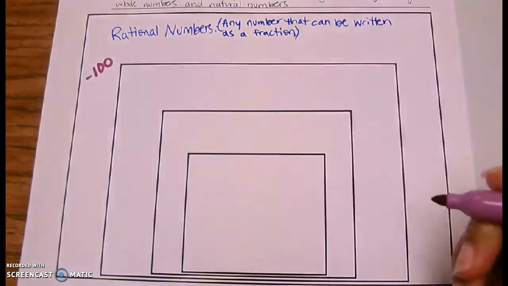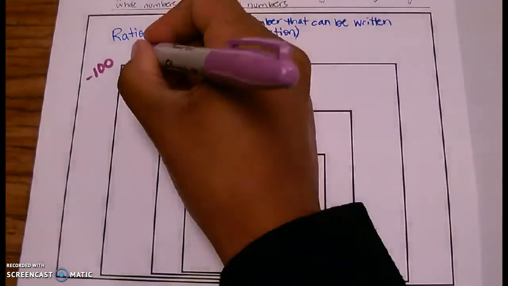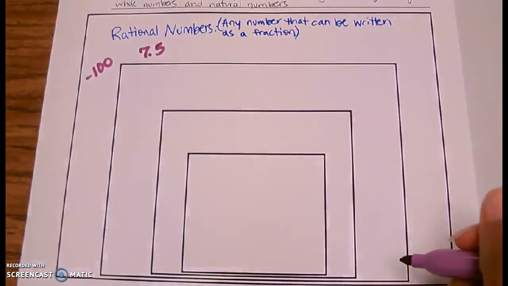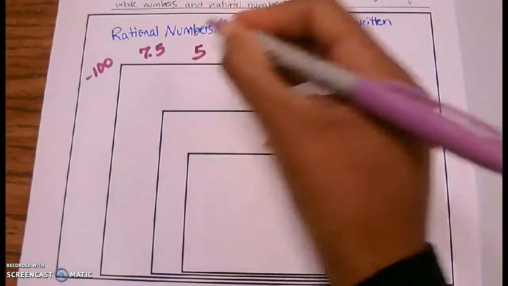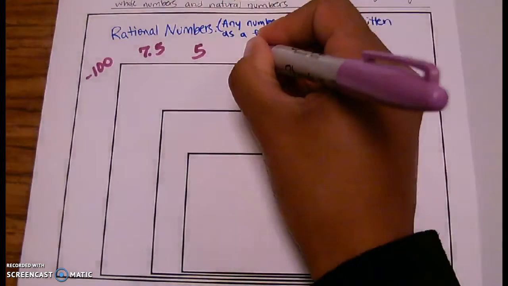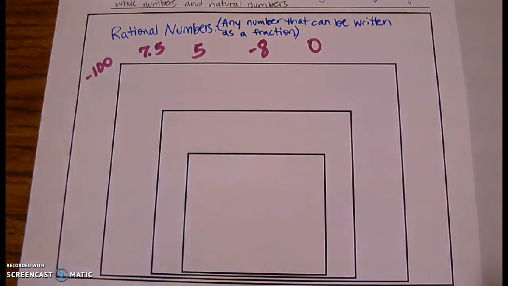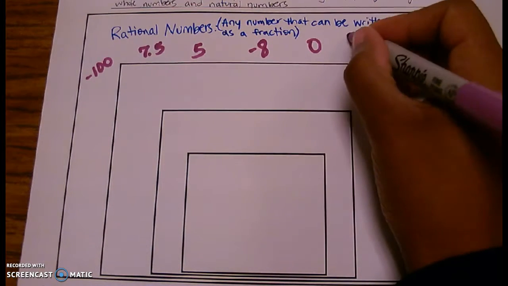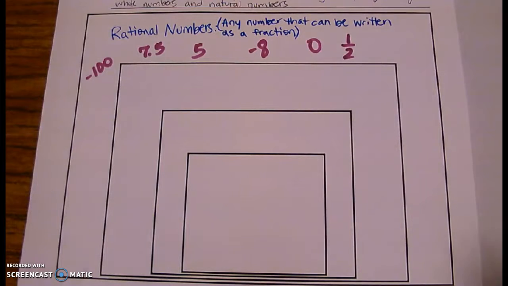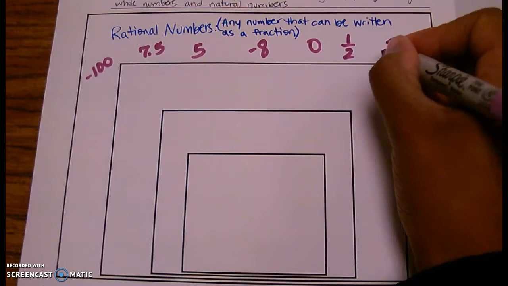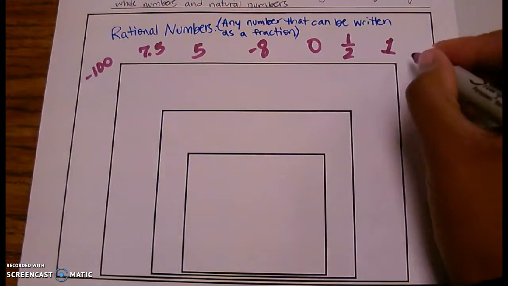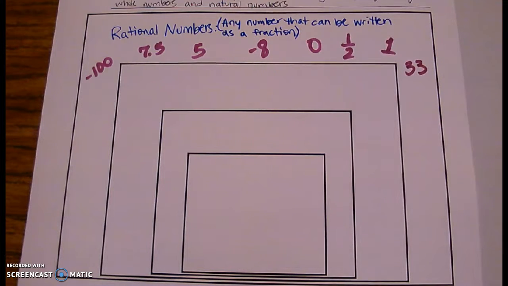Negative 100 is a rational number. 7.5 is a rational number. The whole number 5 is a rational number. Negative 8 is a rational number. 0 is a rational number. A half is a rational number. The number 1 is a rational number, and the number 33 is a rational number. Now let's move to the next section.